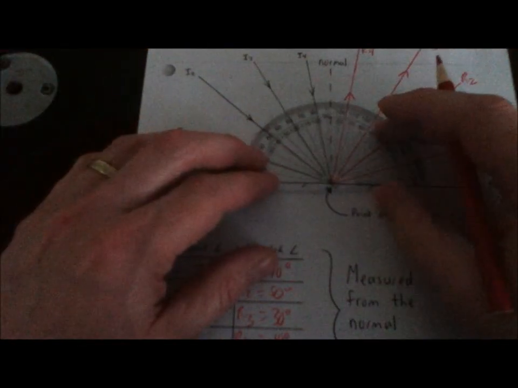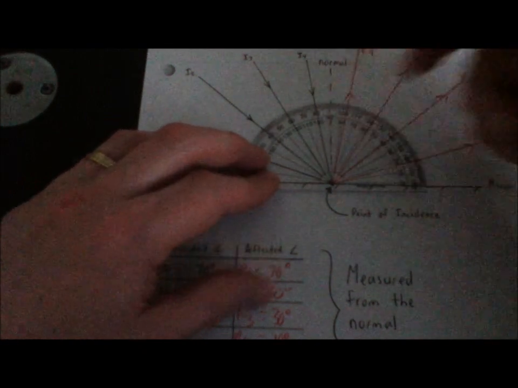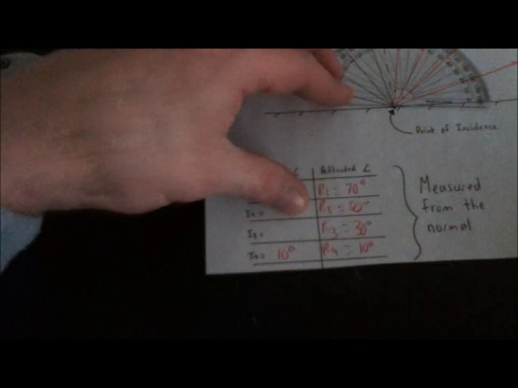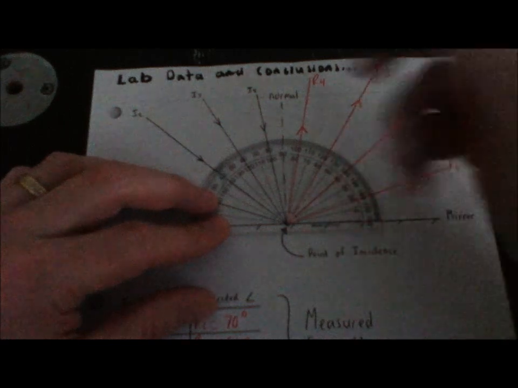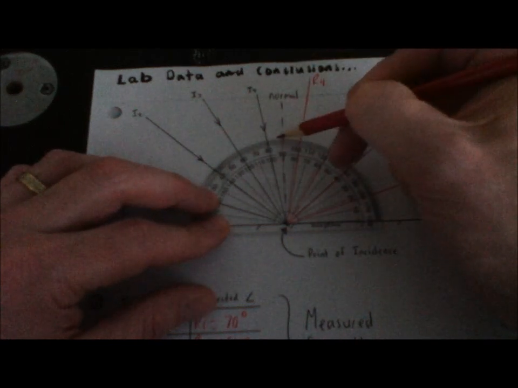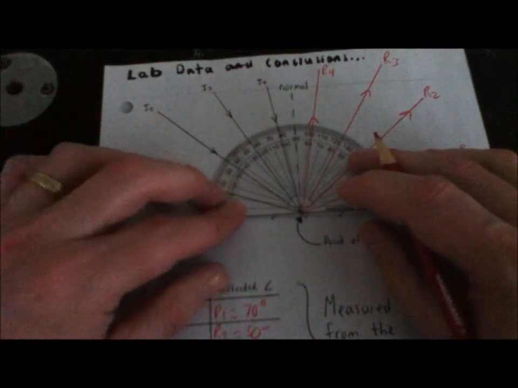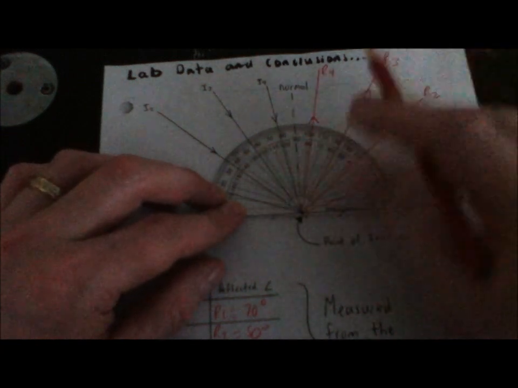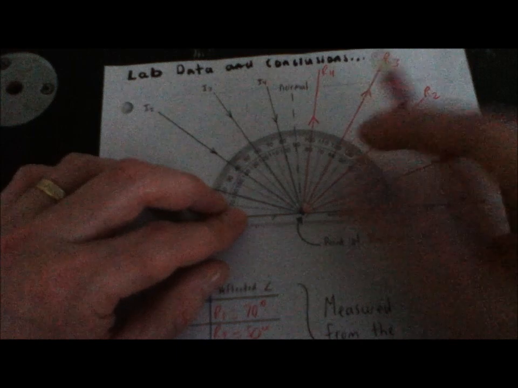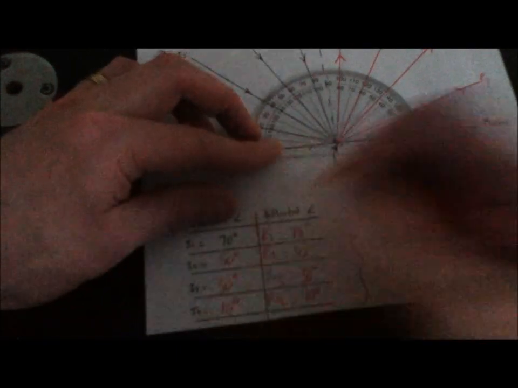Let's measure our incident rays. Let's do I4, that's 10 degrees, so I4 equals 10 degrees. I3 is, well, we got 10, 20, 30, so I3 is 30 degrees. And then our I2, 10, 20, 30, 40, let's put that in the right spot, 10, 20, 30, 40, 50 degrees, counting from the normal.